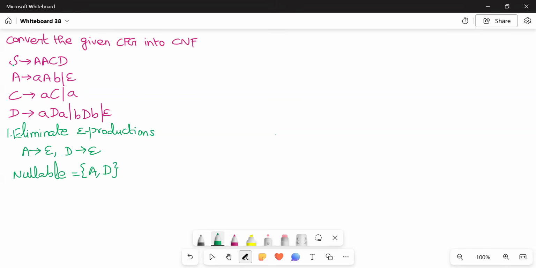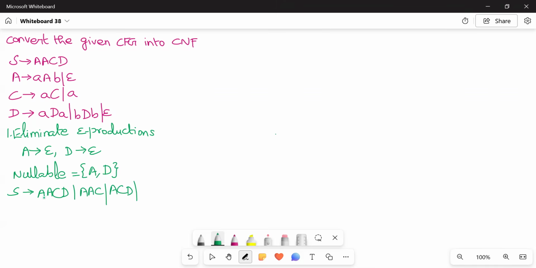Now we have to eliminate epsilon productions from the grammar. For that, first we have to rewrite the given productions except epsilon. So S tends to AACD. Now we need to apply all possible combinations by considering the nullable symbols. If we consider this D is nullable, we will get AAC. If we consider this A is nullable, we will get ACD. And if we consider the other A is nullable, we again get ACD, which we have already written.